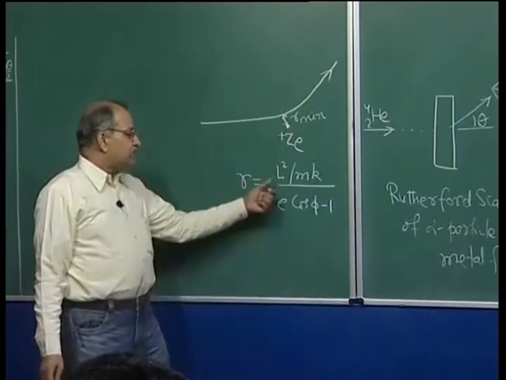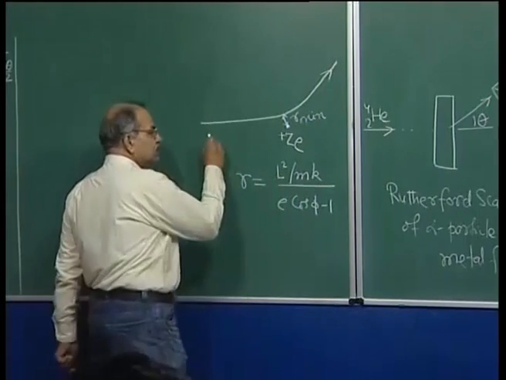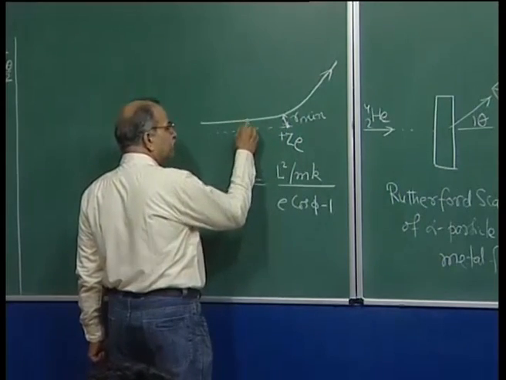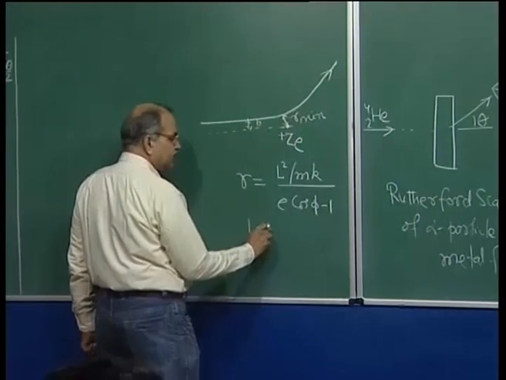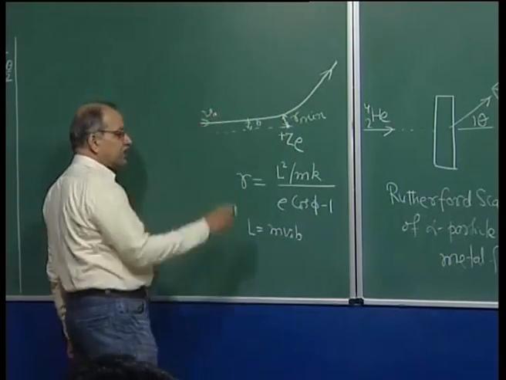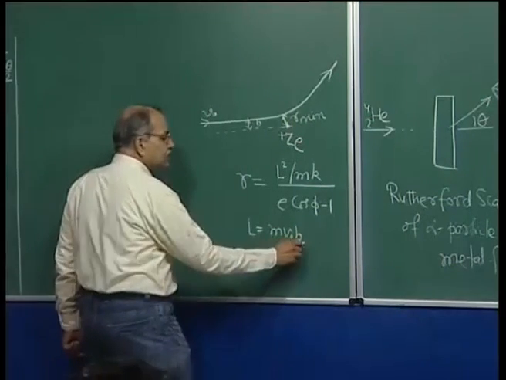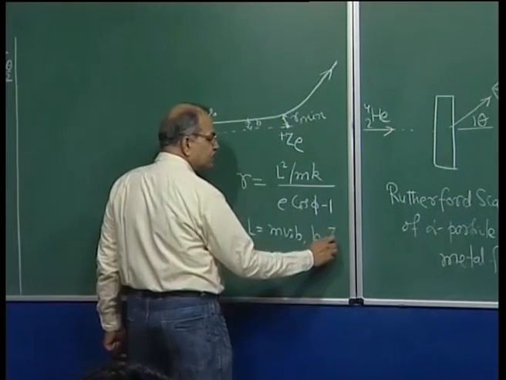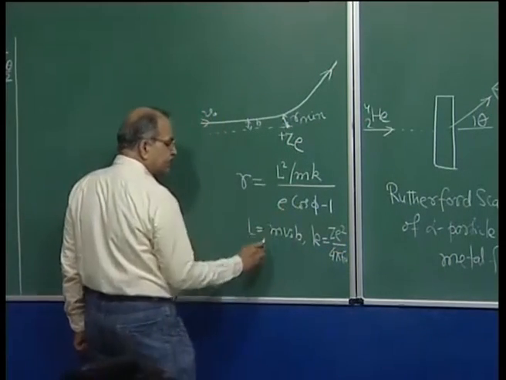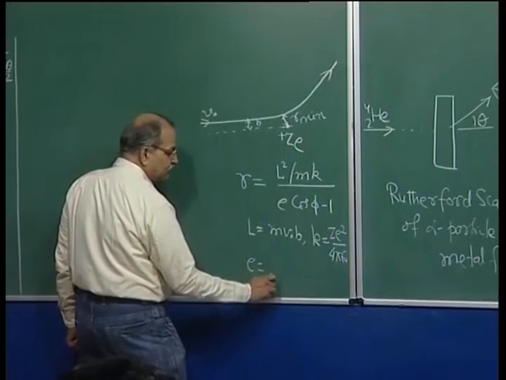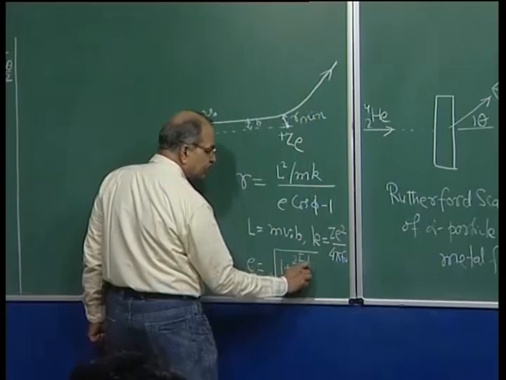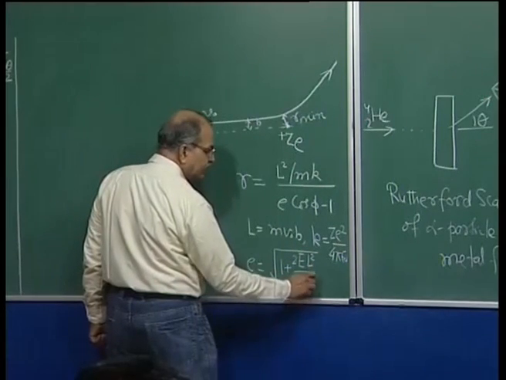Here L is the angular momentum, that means if I take this distance to be b, then L will be m times v naught times b, where v naught is the speed here. k is that constant Ze square by 4 pi epsilon naught, and e is the eccentricity, which will be the square root of 1 plus 2 times total energy times L square by m k square.